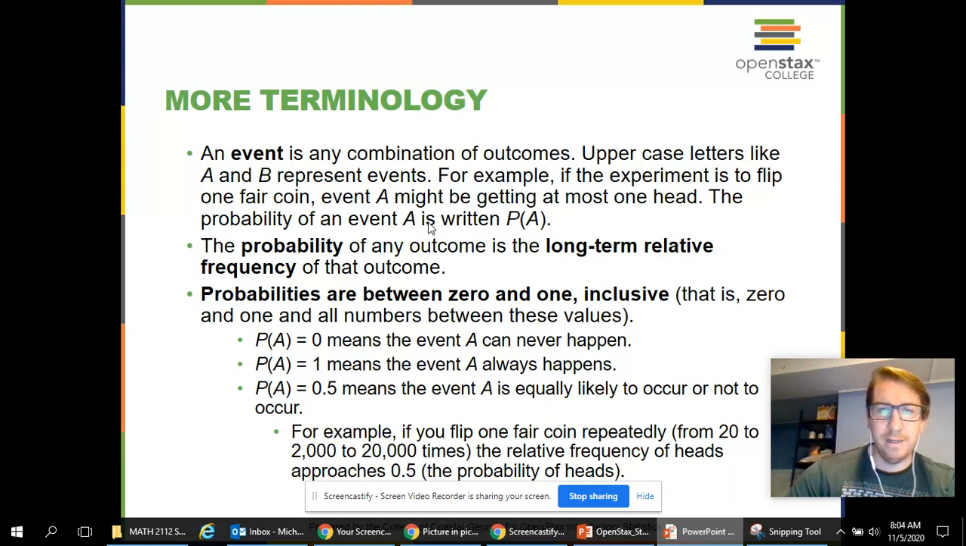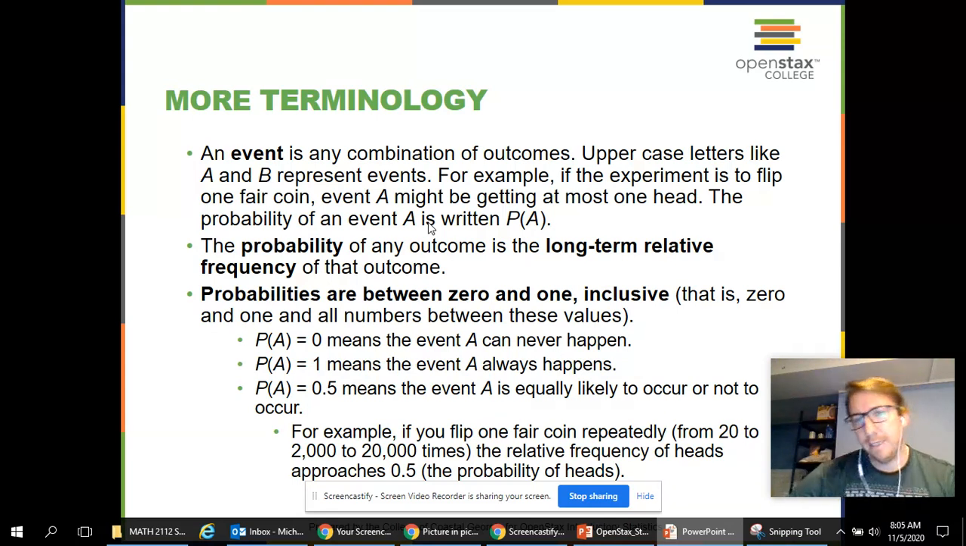And the probability of an outcome is the long-term relative frequency of that outcome. We're going to get into more about what that means, but basically the probability of an outcome is what happens in the long run. If you flip a coin 1,000,000 times, it's probably going to be pretty close to 50% heads, 50% tails. But if you only do it 5 times, there's no way that would even be 50-50, because the closest it could be is like 2 heads, 3 tails.